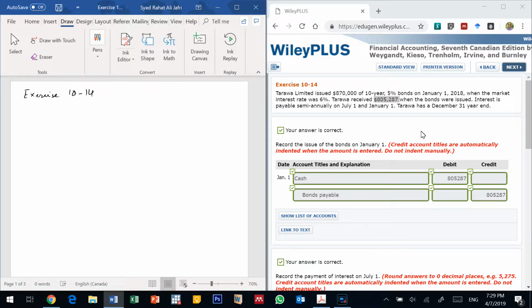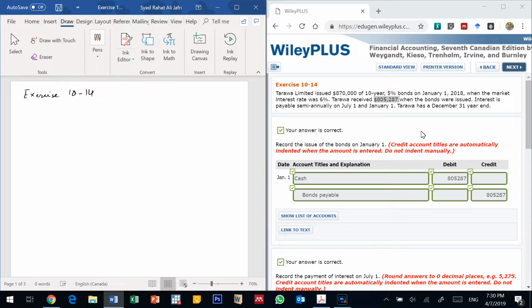So this Tarawa Limited issued $870,000 of 10-year 5% bond on January 1st, 2018, when the market interest rate was 6%. So market was demanding a higher rate. This Tarawa Limited was issuing bonds at a lower interest rate. So because the market was demanding higher and Tarawa is offering a lower interest rate, they had to pay some interest upfront by issuing this bond at a discount.